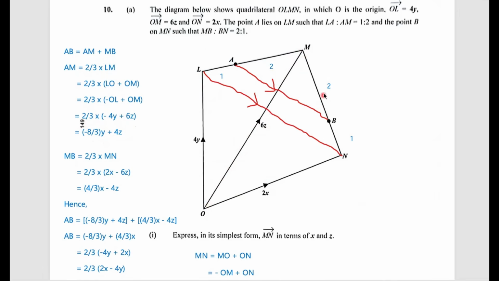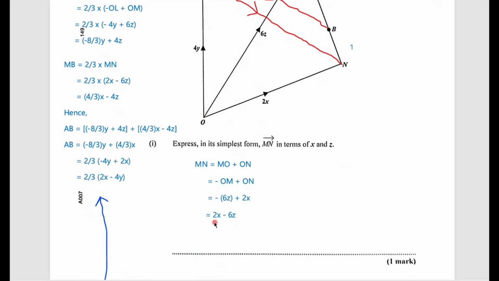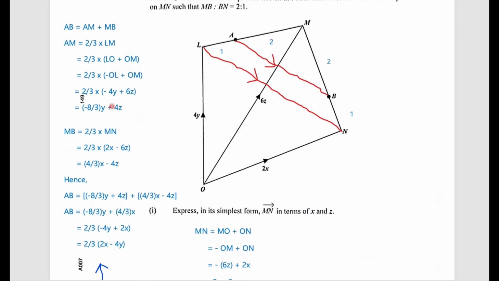We still have to work out MB. MB is 2 out of 3 parts of MN. And what is MN? We did get MN, 2x minus 6z. So it's 2/3 by 2x minus 6z, which gives 4/3 x minus, what's 2/3 by 6? 4. So we know MB, and we know AM, and we could add them.